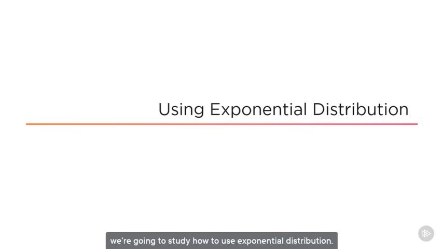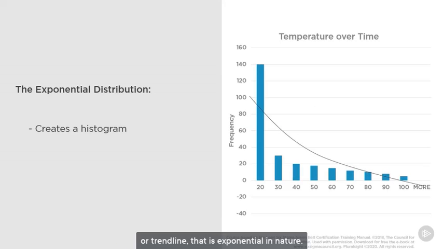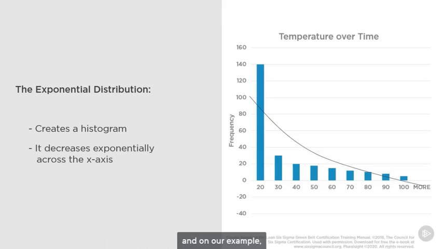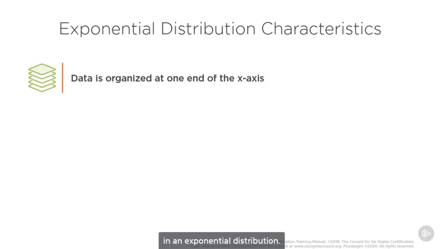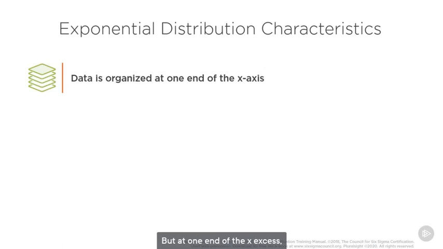In this video, we're going to study how to use exponential distribution. The exponential distribution creates a histogram or trend line that is exponential in nature. It decreases exponentially as you travel across the x-axis. See the image on your screen for an example. In our example, you can see a chart based on temperature over time. In an exponential distribution, the data is not organized around the mean as in the normal probability curve, but at one end of the x-axis.